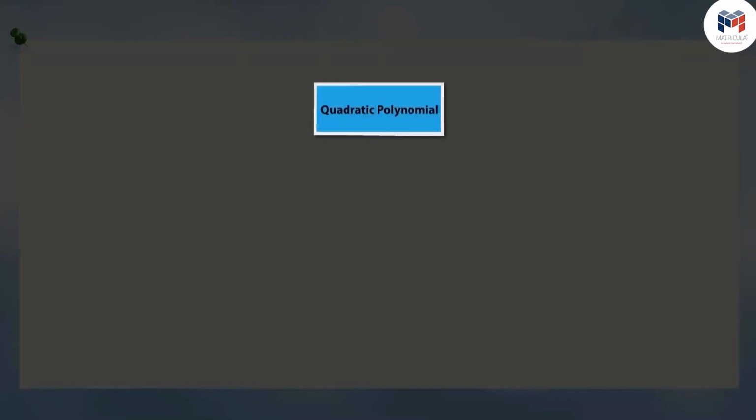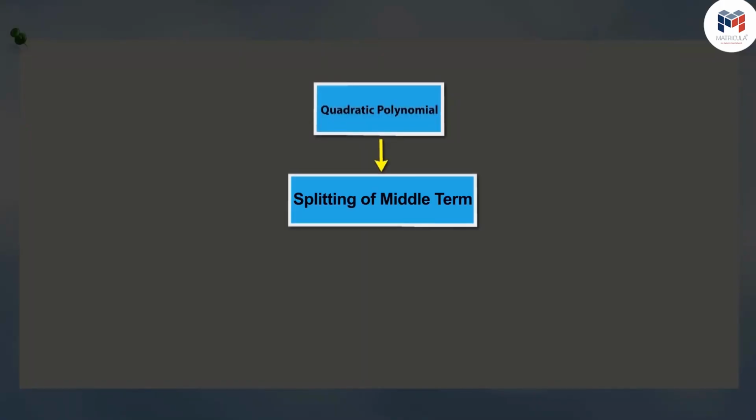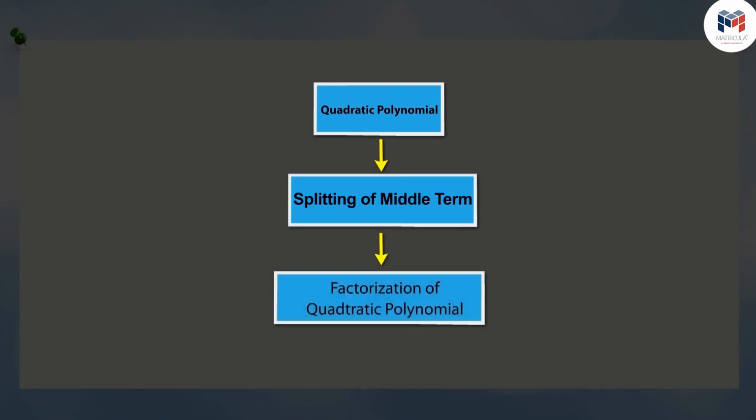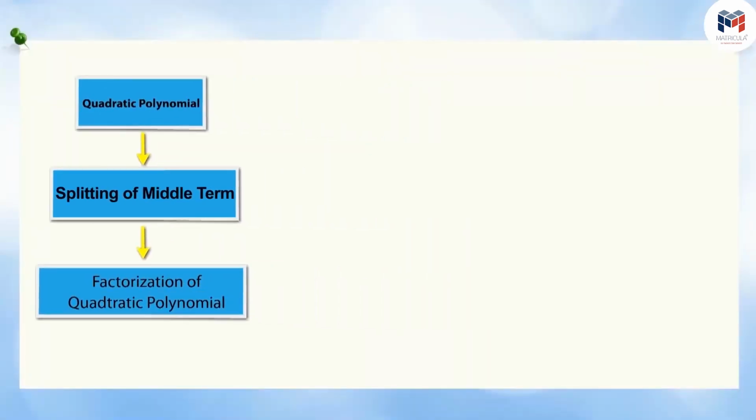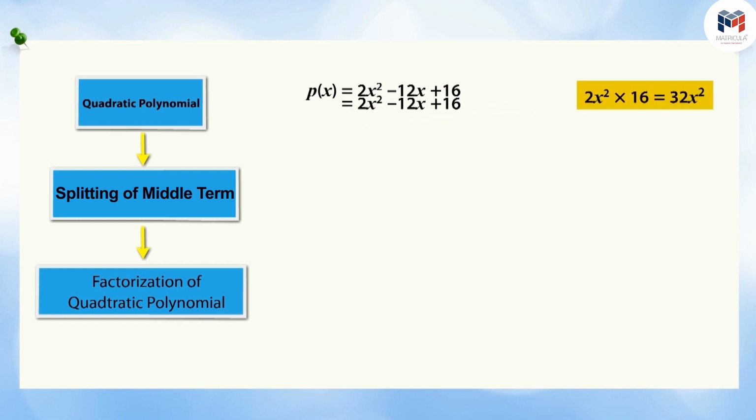Do you know that by splitting the middle term of a quadratic polynomial, it can be factorized? For example, the polynomial is 2x squared minus 12x plus 16. The term minus 12x is written as the sum of two such terms whose product is 32x squared. On further solving, we get the factors of this polynomial.